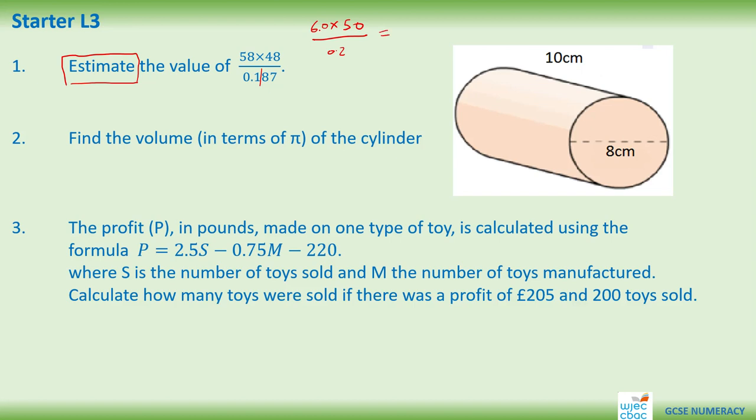60 times 50, do the number, 6 times 5 is 30, and we've got two zeros to add on, divided by 0.2. Now 0.2 as a fraction is a fifth. So again, two ways of doing this. Right, let's do it as a decimal first. So we don't like to divide by decimal, so we times the bottom by 10, times the top by 10. That gives us 30,000 divided by 2, and 2 goes into 30 15 times, so 15,000.